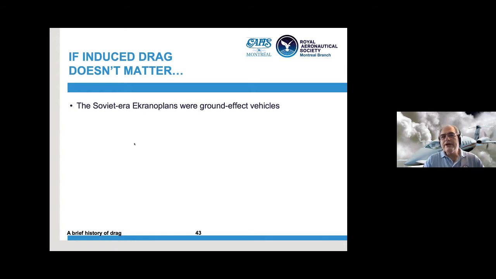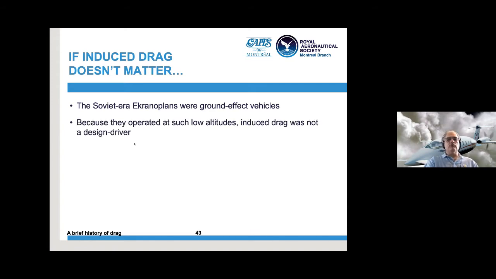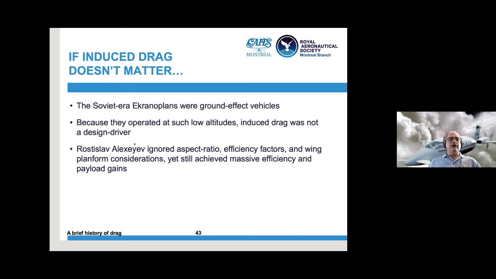Now, what happens if induced drag doesn't matter? The Soviet ekranoplans were ground effect vehicles. Remember, ground effect is when we're within one wingspan. And these things were over water, typically. They were flying boats, if you will. And if you get that close to the water, induced drag is not a factor. So Rostislav Alexeyev ignored aspect ratio, efficiency, and all kinds of other things, but achieved some amazing results by flying in ground effect.